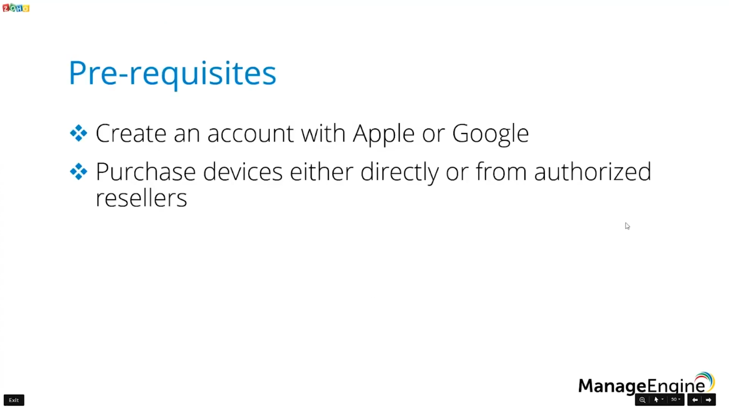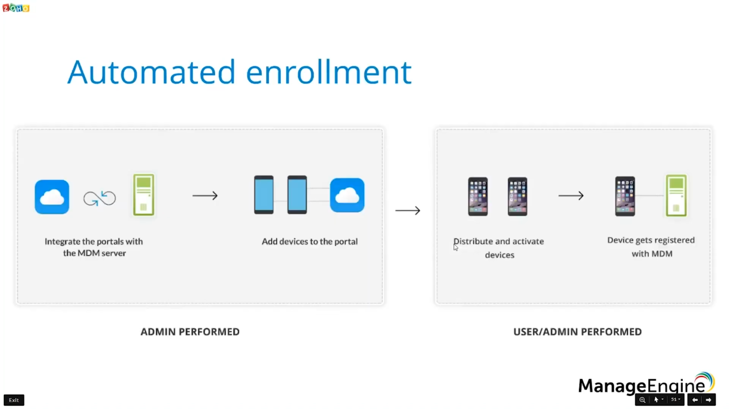And to add the devices through this automated way, as a prerequisite, you need to have an account with Apple or Google, and the devices need to be purchased directly from the Apple Store or from authorized resellers. And let's see the automated enrollment workflow.